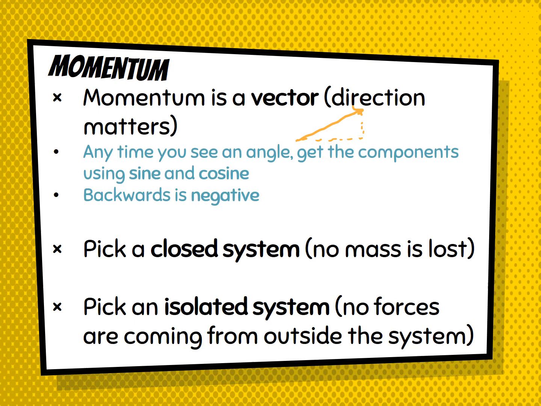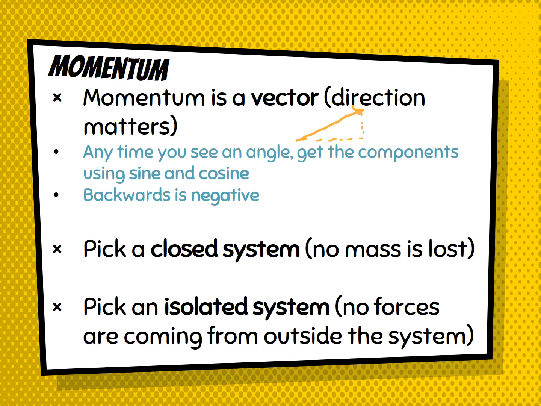Now the next two things, pick a closed system and pick an isolated system. Don't worry too much about those. Picking a closed system means we're not losing any mass. So for example, if you drop something on the floor and all the pieces get scattered across the floor, we just have to make sure that we calculate the momentum for every little piece.